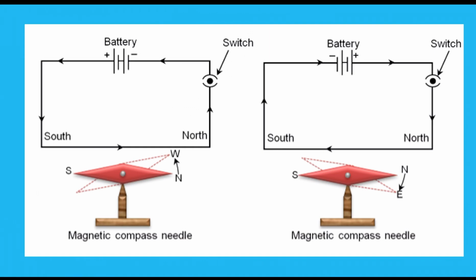You can see from the figure also. This is the figure which is shown. So when the current is passed through it, the magnetic compass goes towards the west when the direction is this way, and when we reverse the direction, the direction of movement also changes. So first time it was moving towards the west, in the next you can see it was moving towards the east.